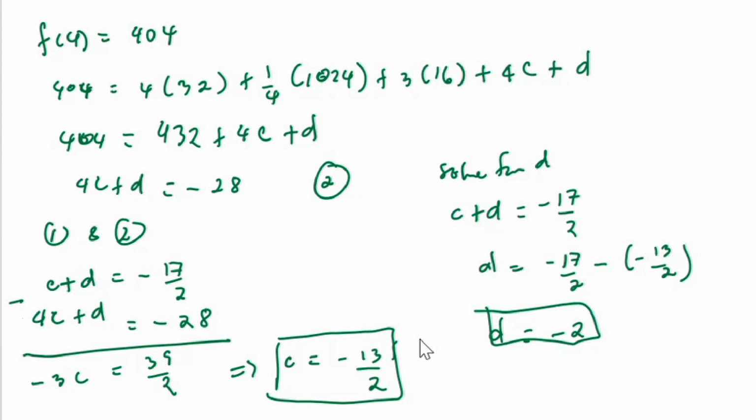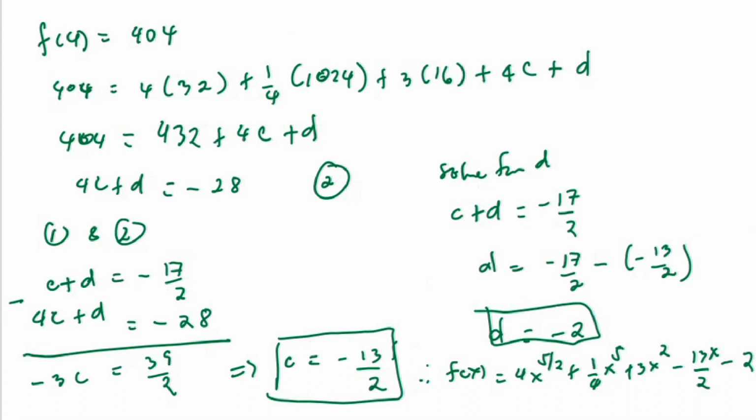So finally, we can now write the value of f of x. Therefore, f of x will be equal to 4x raised to 5 over 2 plus 1/4 of x raised to 5 plus 3x squared minus 13x over 2 minus 2. So that is now the answer of number 10.